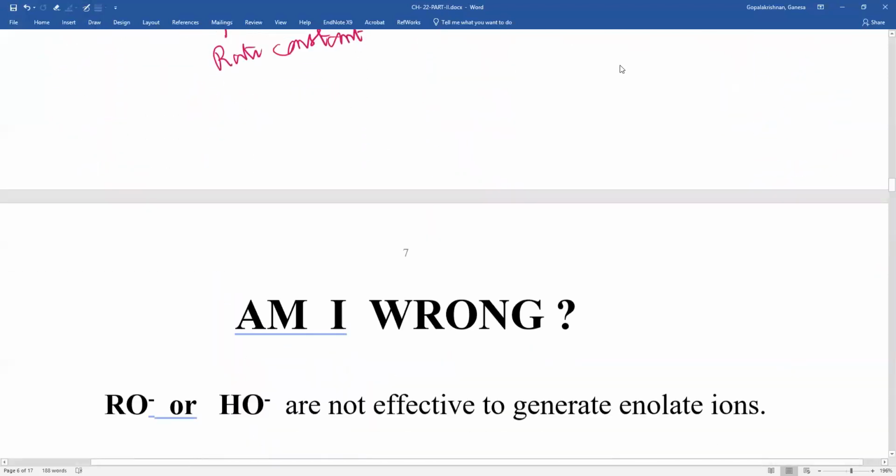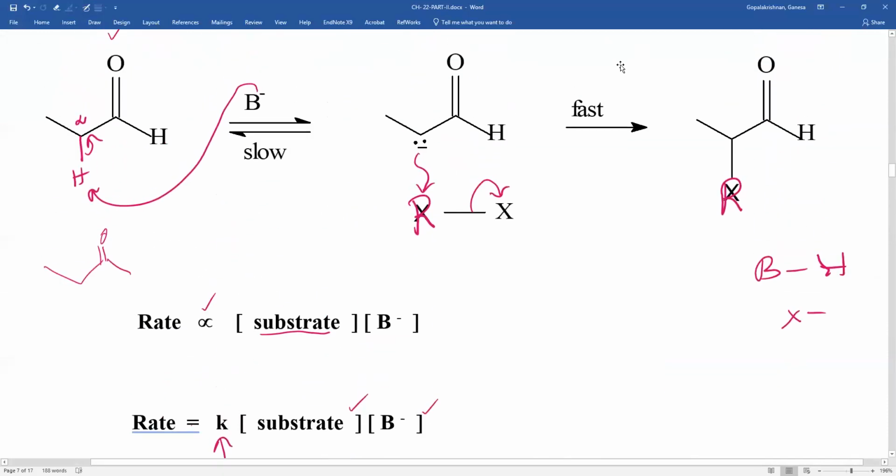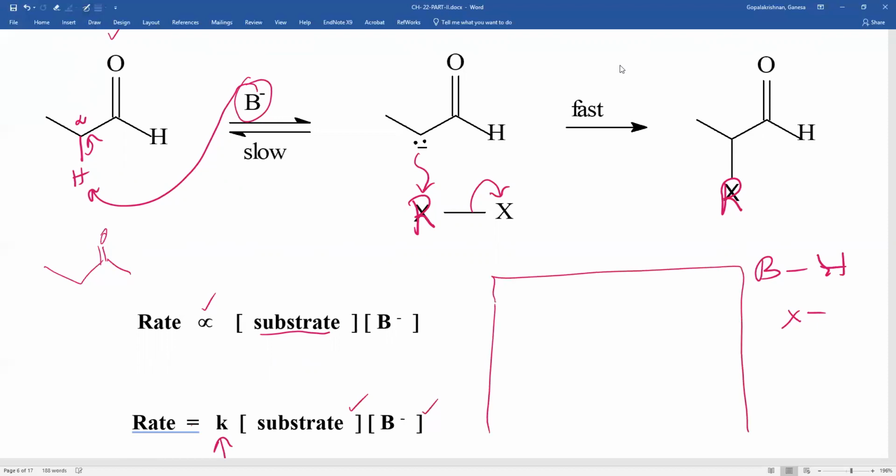The net reaction, again, we substitute a hydrogen with our group. But what base can we use here? It should be a strong base. In the first video, I showed the bases. These are strong bases, but they are not strong enough to abstract the proton.